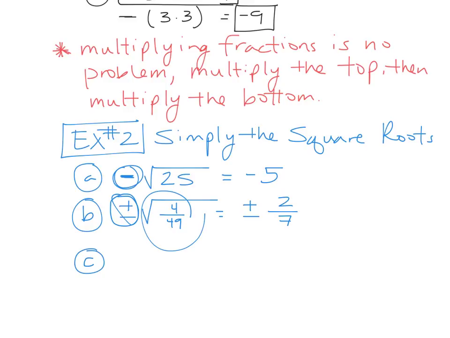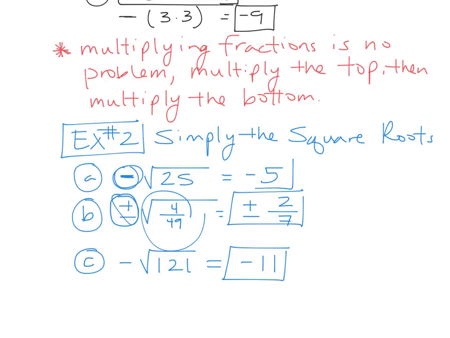Okay, so what would this be? The opposite of the square root of 121. Is your answer positive or negative? Negative, because it has that negative out in front. What's the square root of 121? 11. So negative 11 would be your answer. We'll just circle or box those. 1 over 11 would be wrong, because it's just the square root of 121. If it was the square root of 1 over 121, that would be 1 over 11. No, just 121.